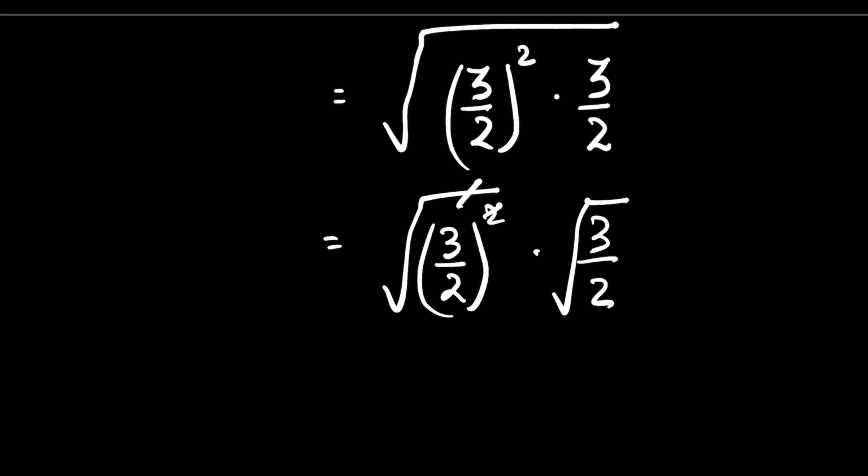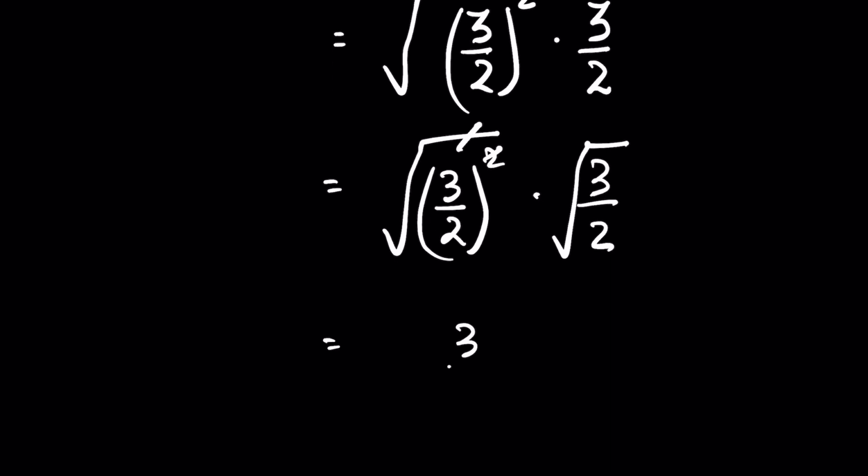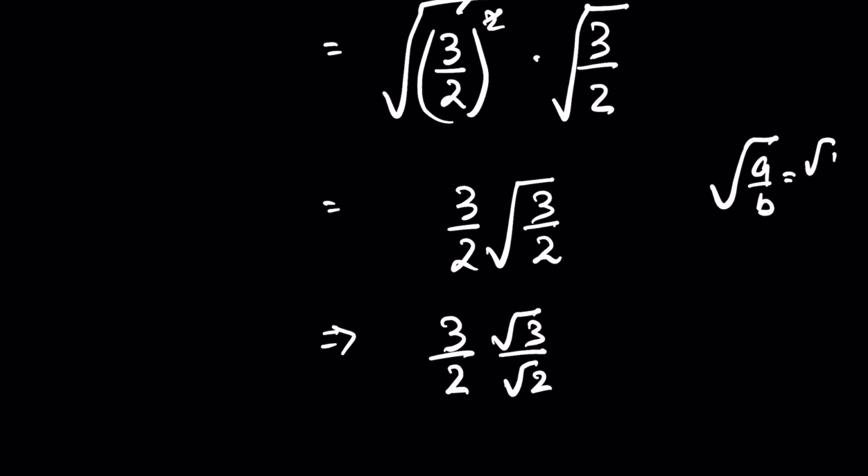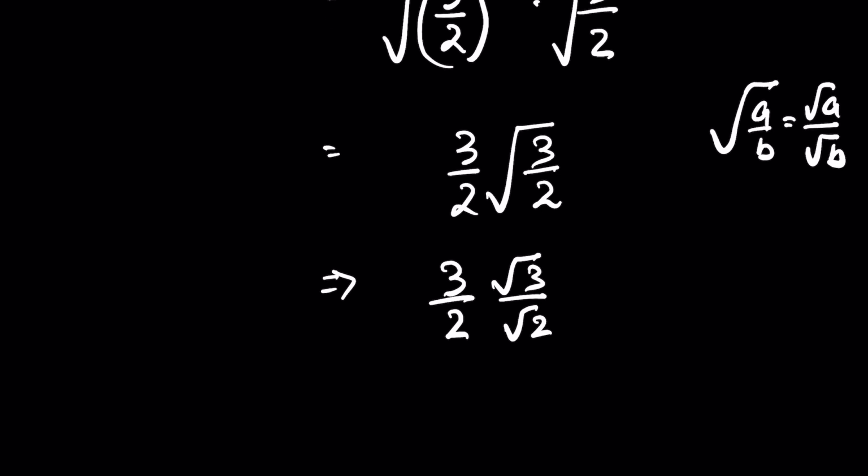Now we can remove this square root with this square. So this is 3/2 times the square root of 3/2. Now this is 3/2 times the square root of 3 upon the square root of 2, because a/b under square root we can write as square root of a upon square root of b.